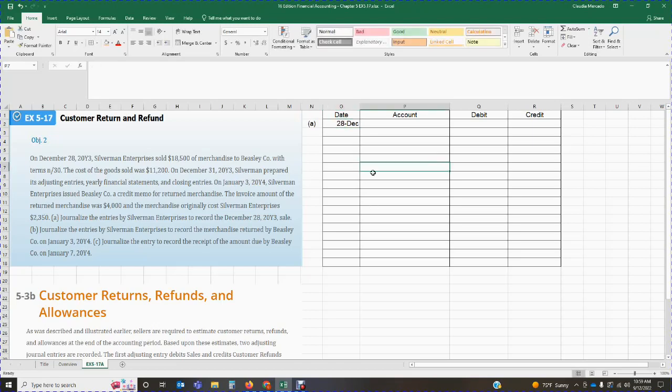So what happened on December the 28th? It says here that Silverman sold $18,500 of merchandise that had cost them $11,200. So we sold them for $18,500. We bought them for $11,200. So the first entry is to record that sale. Silverman Enterprise sold $18,500 of merchandise with terms net 30. It doesn't say that they paid us. It just says that we sold the goods.